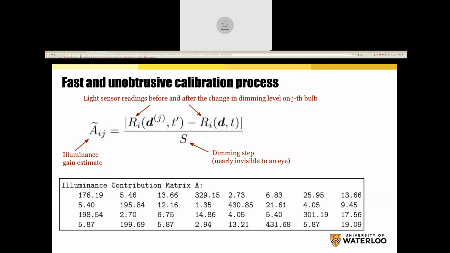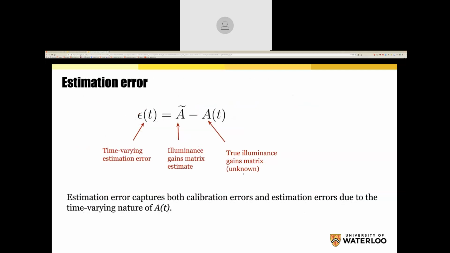We have 4 workstations and 8 bulbs, and this is the transfer matrix. And you can actually evaluate the transfer matrix precisely using this approach over here. Okay, however, there is error.